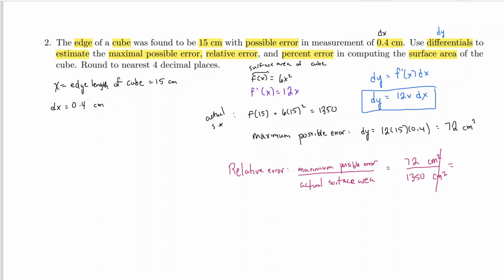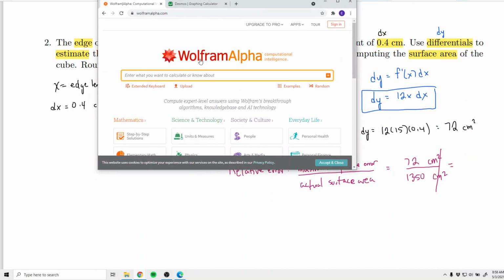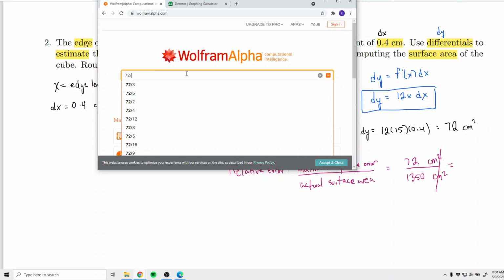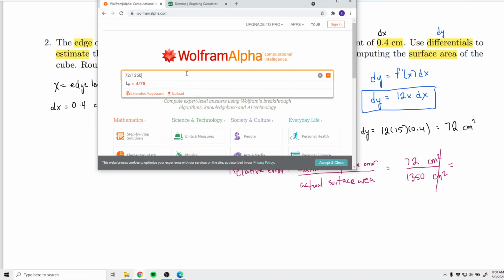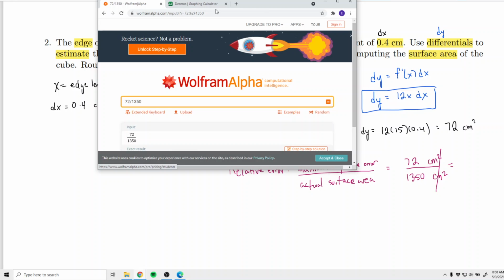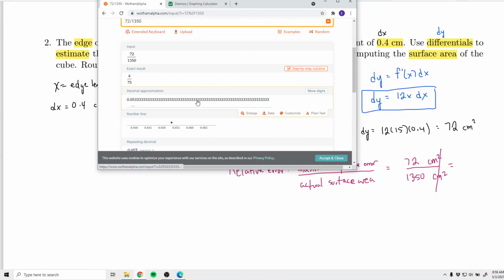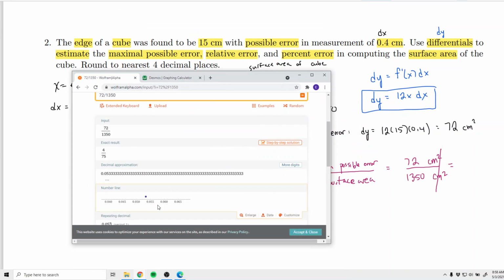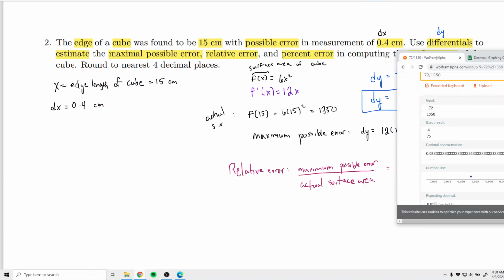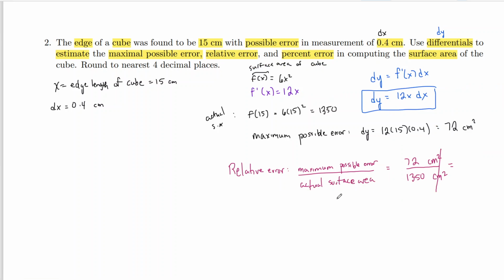Relative error should not have a unit. It's just asking you, how off am I relative to my actual surface area? So I take the numbers and I divide them. 72 divided by 1,350. And because I want decimals, let me go ahead and press enter. And it says round to 4 decimal places, 0.0533. So the relative error is 0.0533.